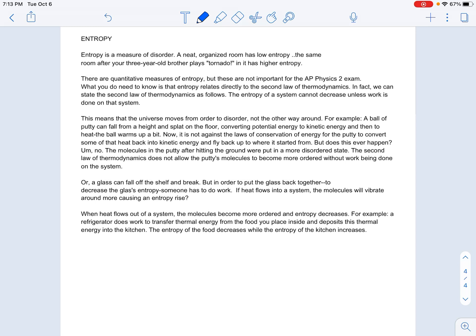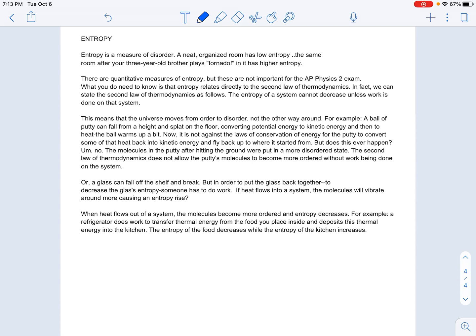But does that ever happen? No. The molecules in the putty, after hitting the ground, were put into a more disordered state. The second law of thermodynamics does not allow the putty's molecules to become more ordered without work being done on the system. Another example, a glass can fall off the shelf and break, but to put the glass back together, to decrease the entropy, someone has to do work.